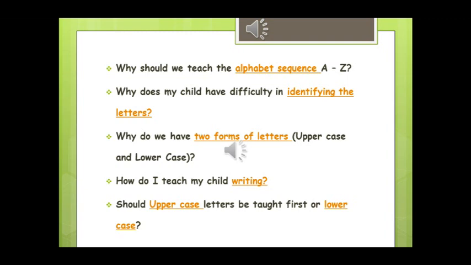Now we are going to answer a few questions that most of the teachers have. That is, why should we teach the alphabet sequence A to Z? Why does my child have difficulty in identifying the letters? Why do we have 2 forms of letters, that is uppercase and lowercase? How do I teach my child writing? Should uppercase letters be taught first or lowercase?